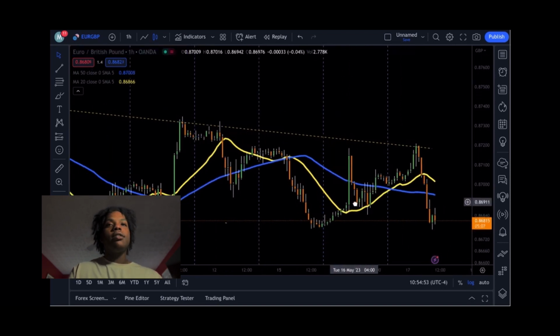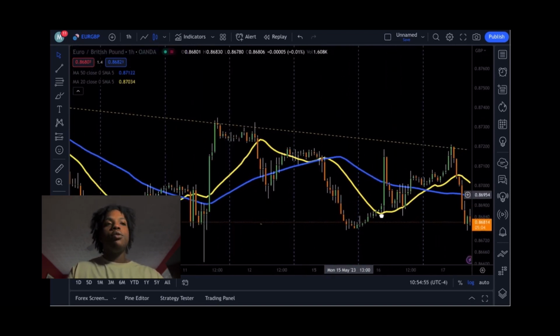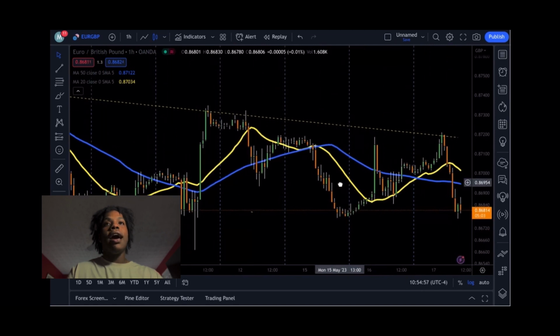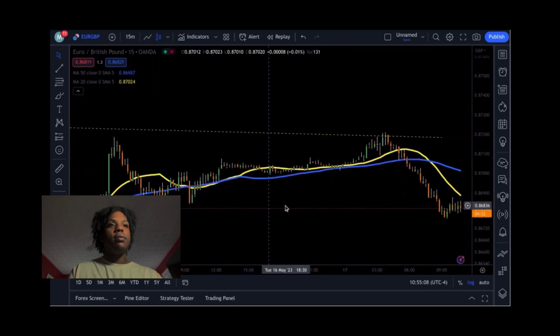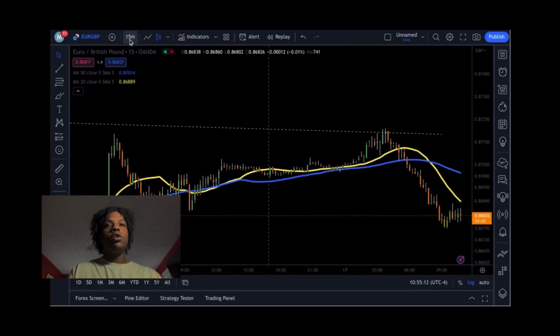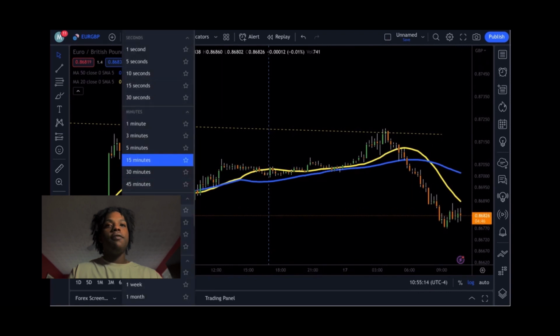So with the SMAs, I like to make sure that I'm doing my markups on the hourly time frame. I like to do my markups on the hourly time frame, and I like to put my entries on the 15-minute time frame. Okay, so whenever you're doing your markups, make sure that you're doing your markups on the hourly time frame, guys.